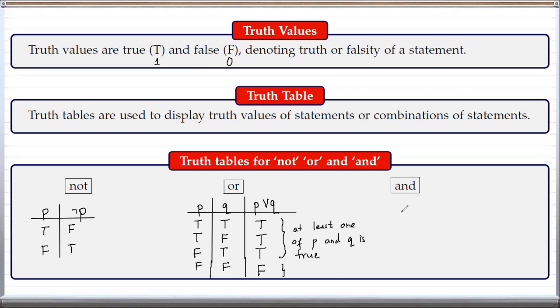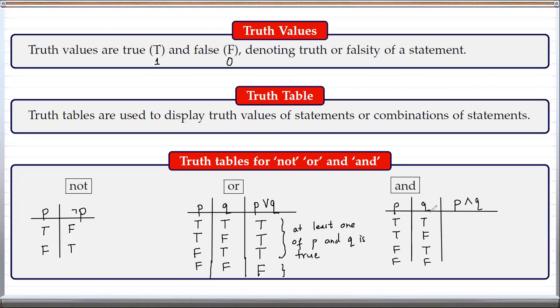Next, let's look at the truth table for the logic operation AND. Again, let P and Q be any two statements. We want to look at the combination P and Q. We want to look at all possible combinations of P and Q. So we again have true, true, true, false, false, true, and false, false. So these are all the possible combinations of truth values of P and Q.